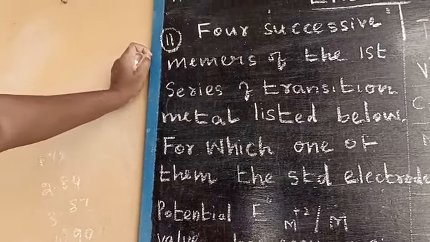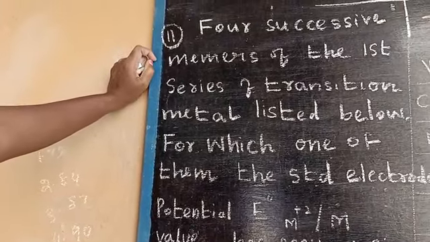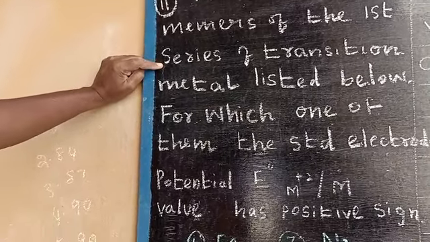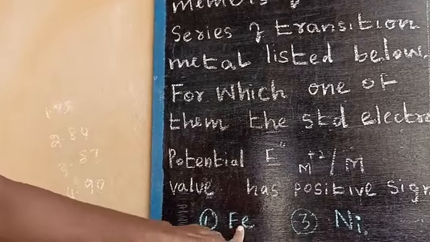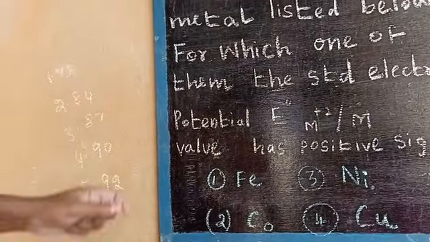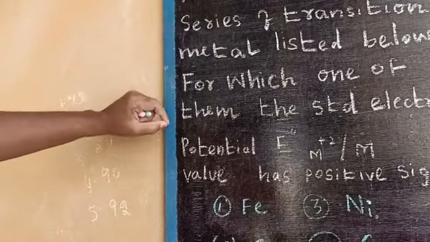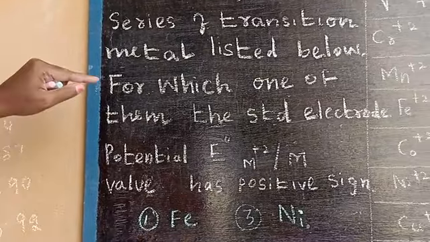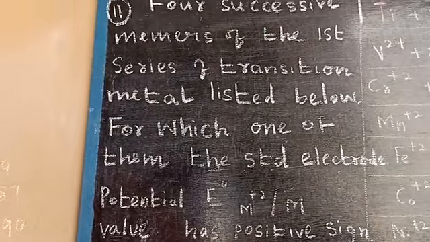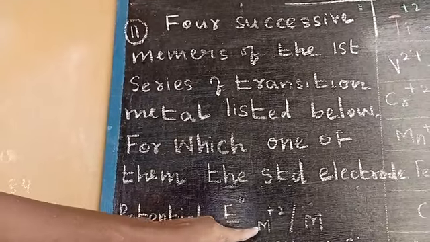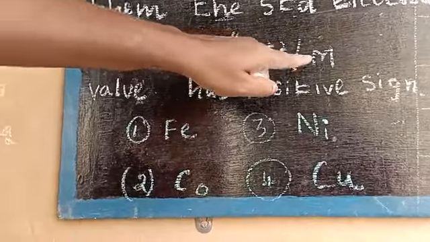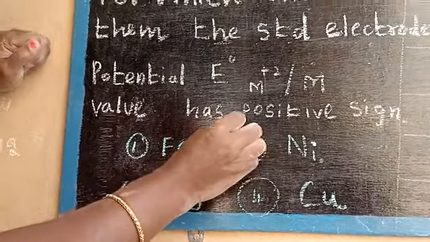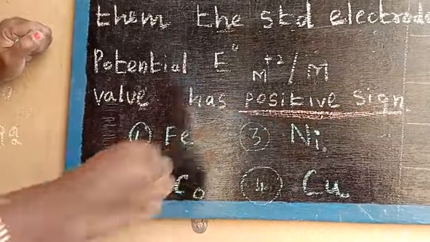Alright, next question, 4. Successive members of the first series of transition metals are listed below: Fe, nickel, cobalt and copper. For which one of them does the standard electrode potential value have a positive sign? Once again, for which one of them the standard electrode potential, that is E0, M2 plus to M, has the positive sign. That is very important, positive sign.